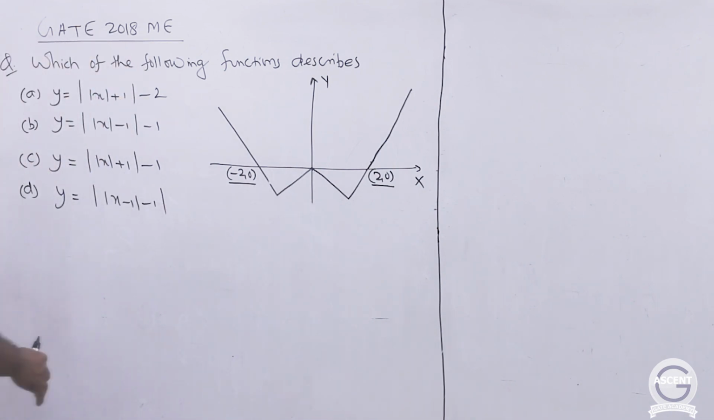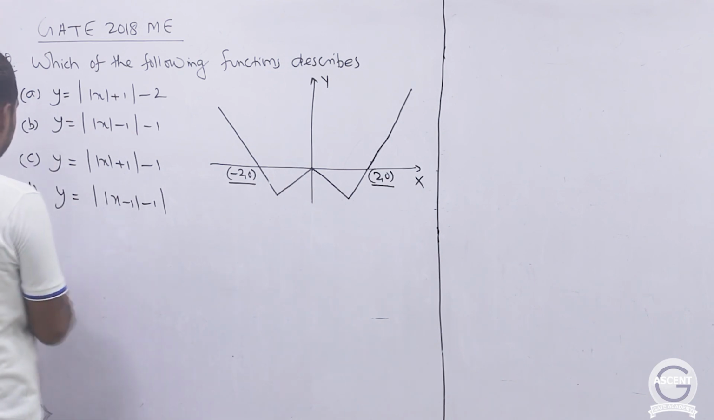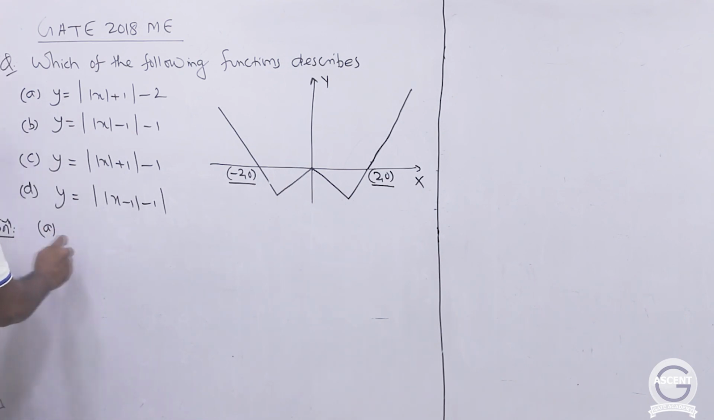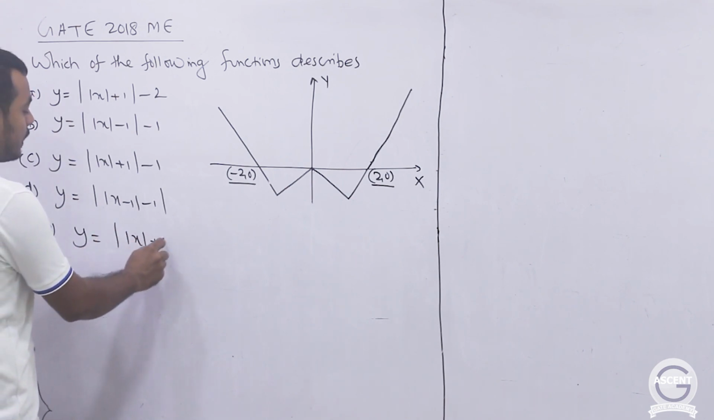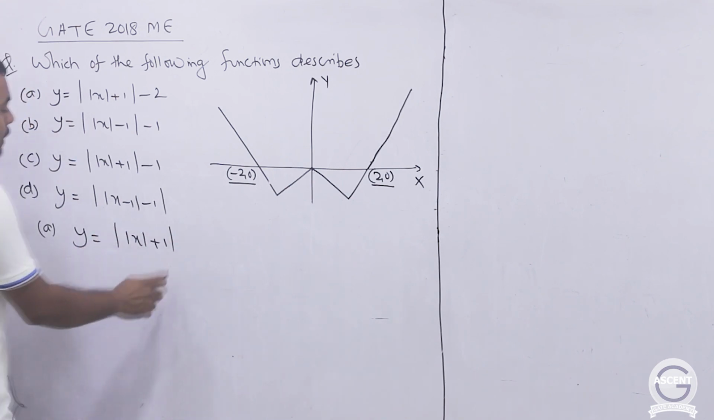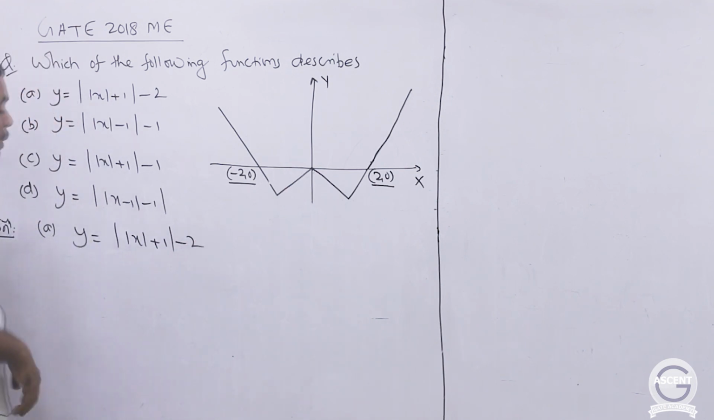So here we need the concept of graphical transformation. We are going to see the graph of each one of these four functions, and then we'll see which one is the correct option. Our first function, option A, is y equals mod of mod x plus 1, minus 2. Now let me show you how to draw the graph of this function.